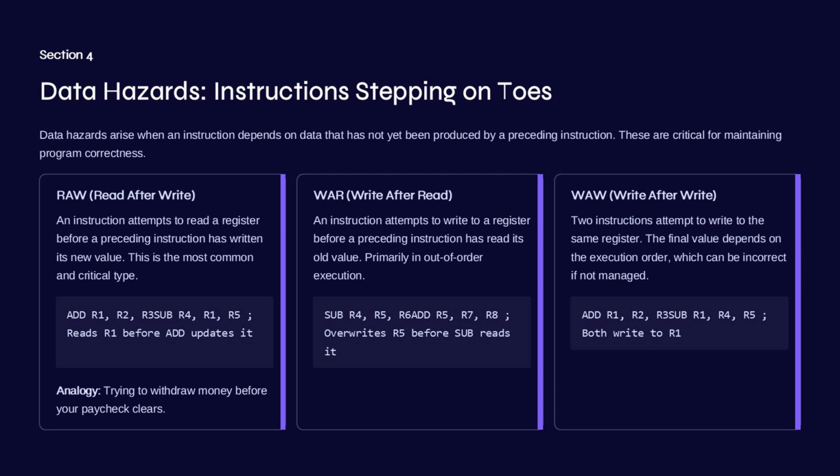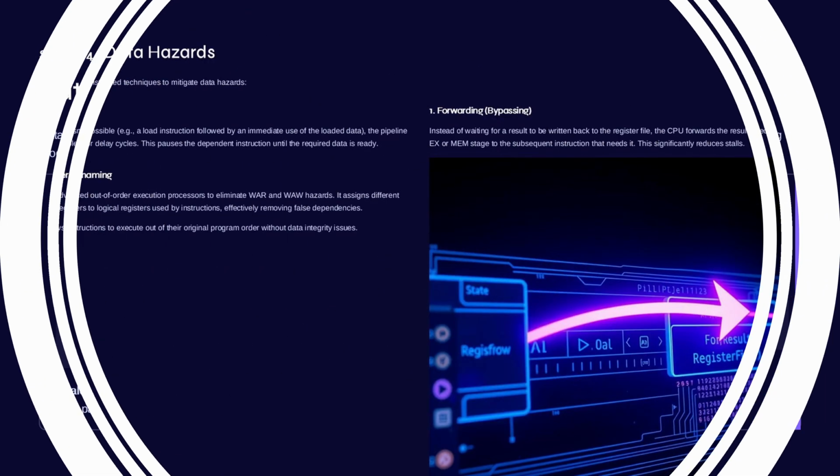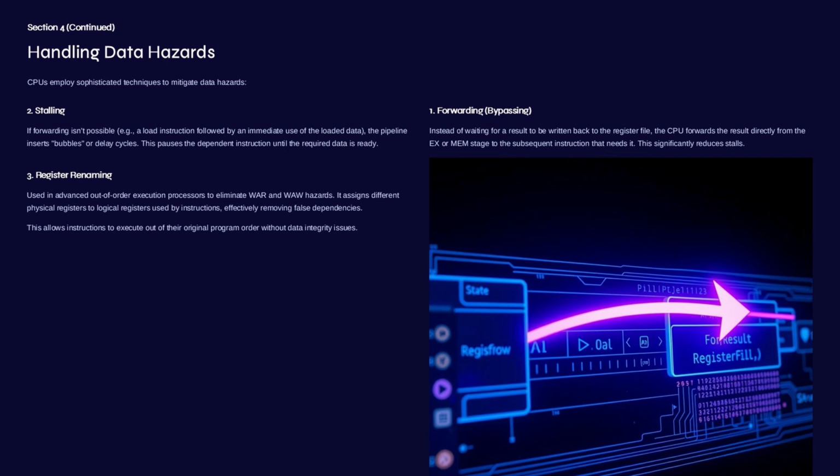How do CPUs handle data hazards? 1. Forwarding, or bypassing. Rather than waiting for the write-back stage, the CPU forwards the result from the EX or MEM stage directly to the next instruction that needs it. This removes the need to stall in most RAW cases.